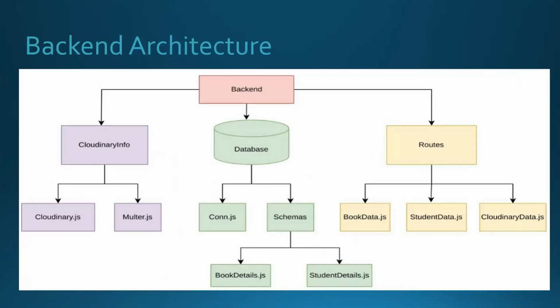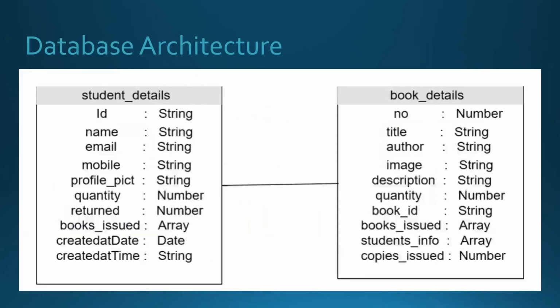The backend consists of configuration of third-party cloud storage tools like Cloudinary and Multer to store the student profile pictures and book images. The backend also consists of controllers and general schemas for the collections in MongoDB clusters. It also consists of route configurations for book data, student data, and Cloudinary data. At last, the database architecture.